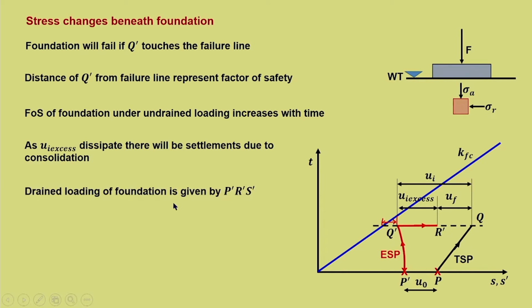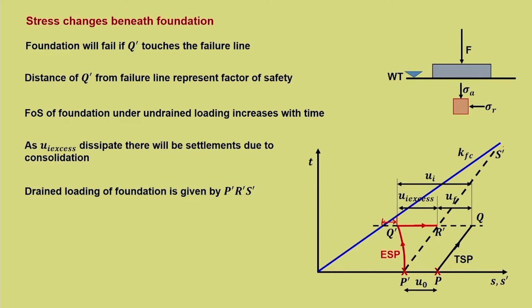So, drained loading of the foundation is given by P' R' S'. We have discussed undrained loading, where pore water pressure is there. Now, from P', if a drained loading is happening, then it will follow P' R' S'. This is the slope I talked about. You can see that the margin towards the failure line is a huge margin, so a lot of load can get added to the soil before the actual failure takes place.